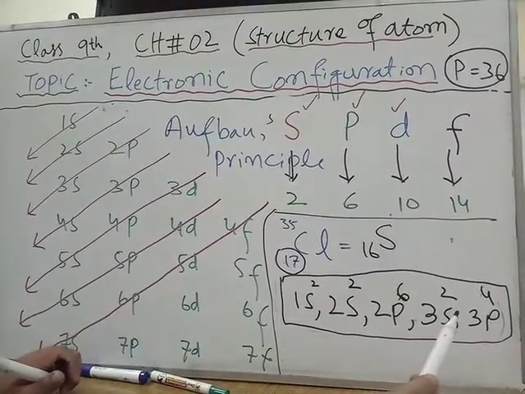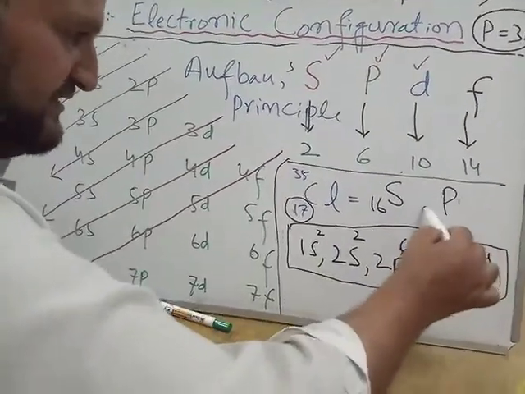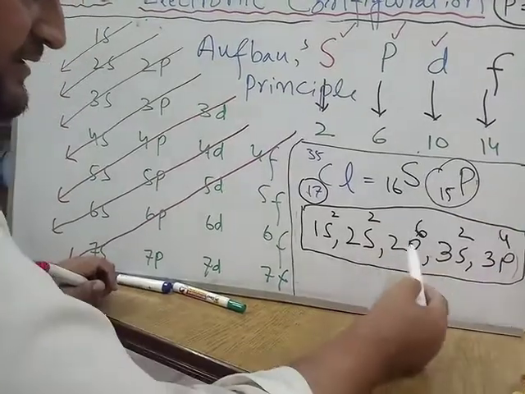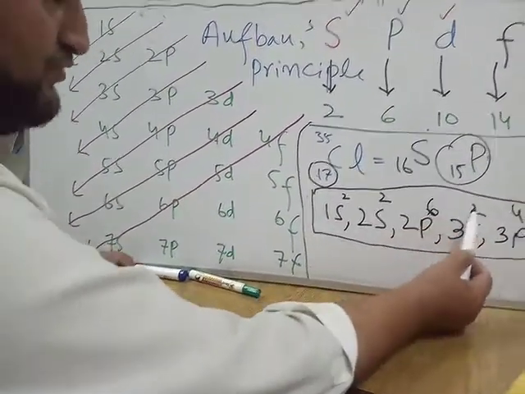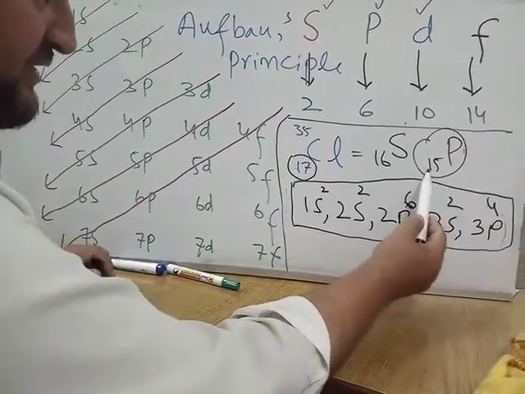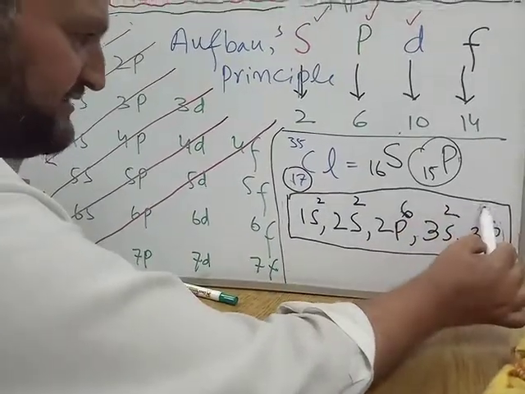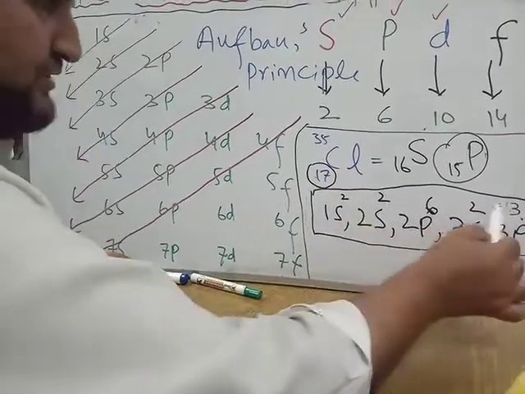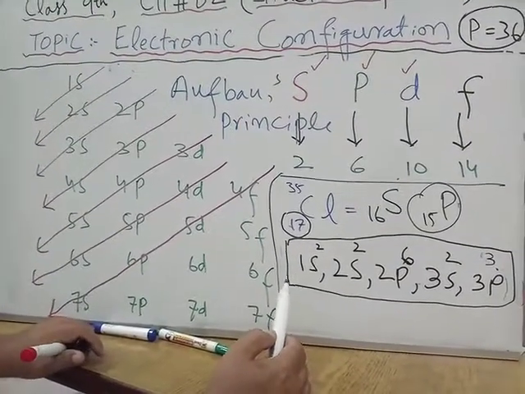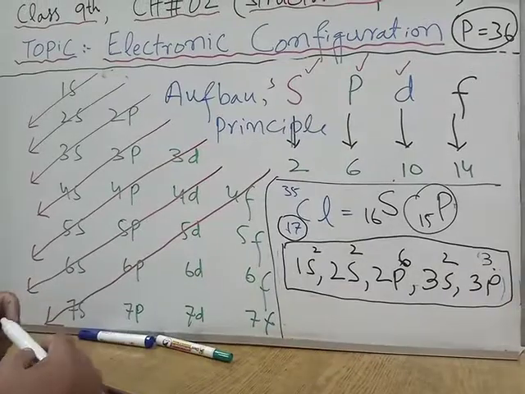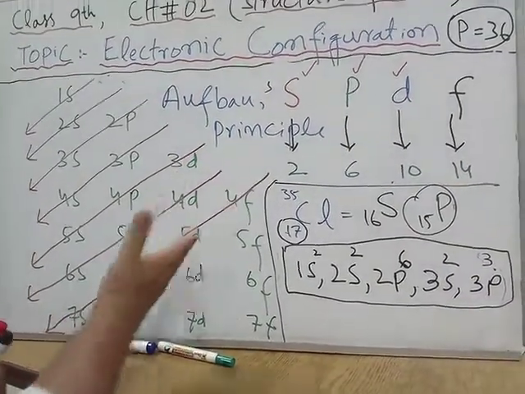If someone says to give the electronic configuration of phosphorus, P, which has atomic number 15. So for 15, 2 plus 2, 4 plus 6, 10 plus 2, 12. How many electrons are there in total? 15. So if I write 3 electrons here, this will constitute 15 electrons in phosphorus. So you can write the electronic configuration of any element by using this diagram.